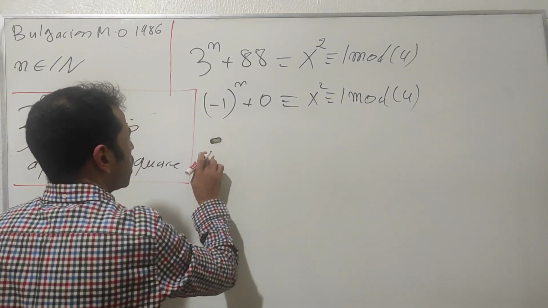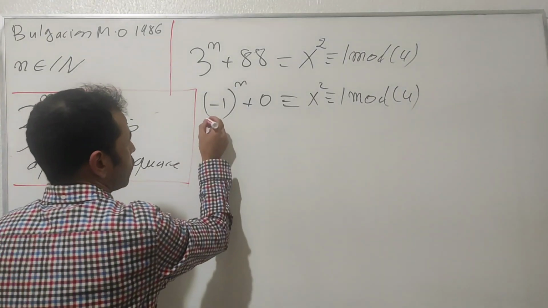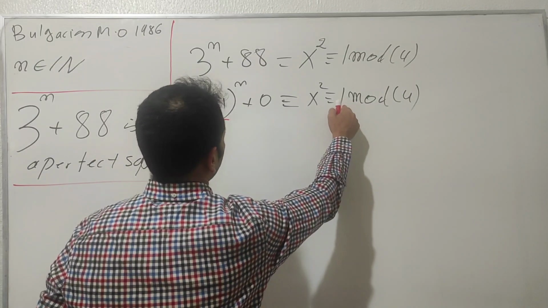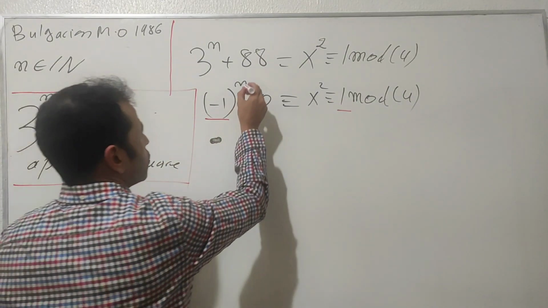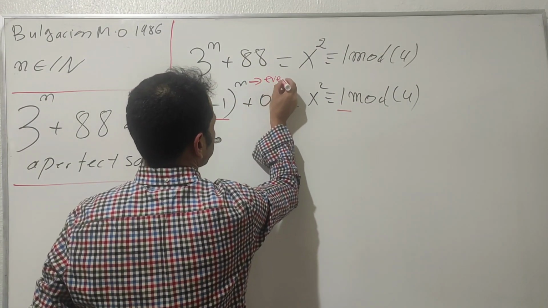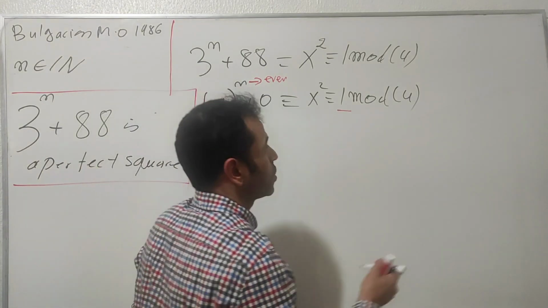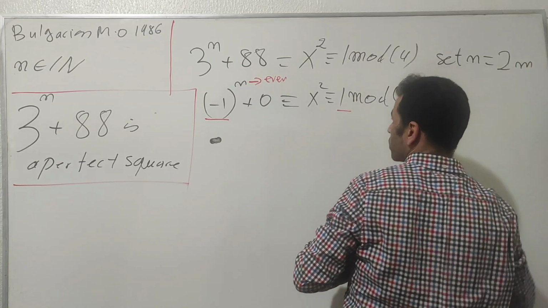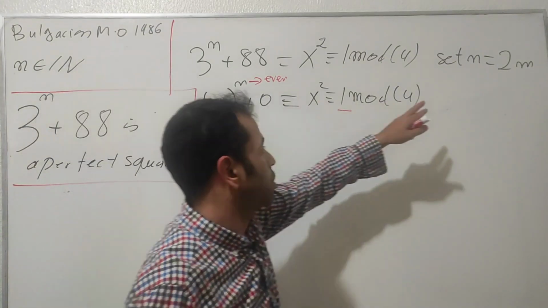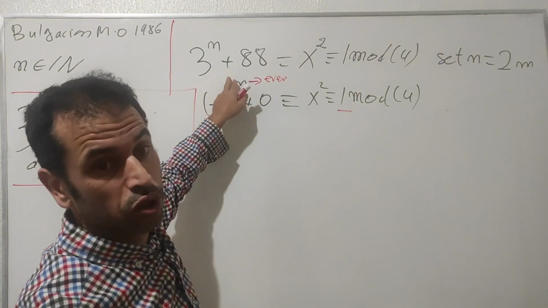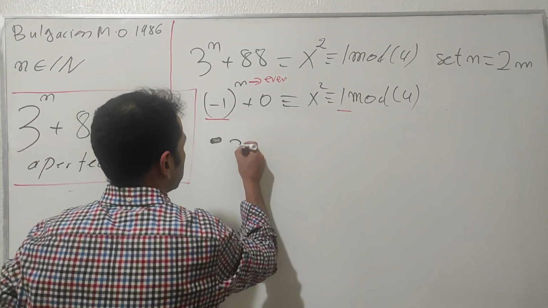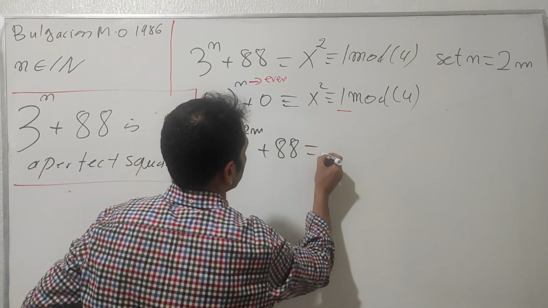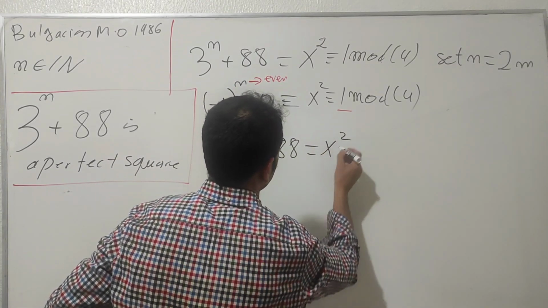So now we are going to make a nice comparison between the left hand side and the right hand side. In order to have this statement true and get the number 1 here, n must be even. So if n is even, let's set n equals 2m. I'm simply going to take this value of n and insert it back into the original equation. I get 3 to the 2m plus 88, which equals x squared.